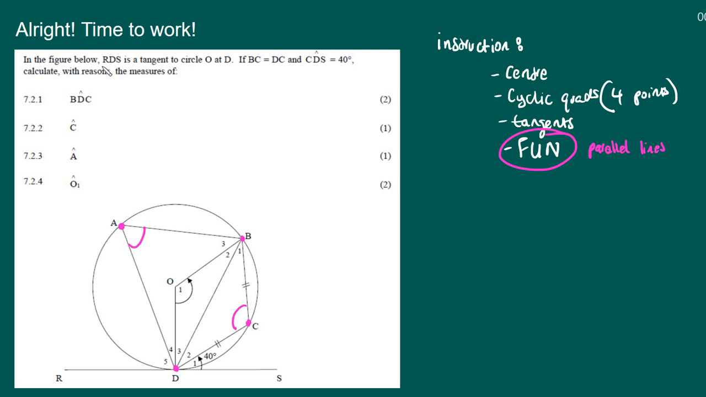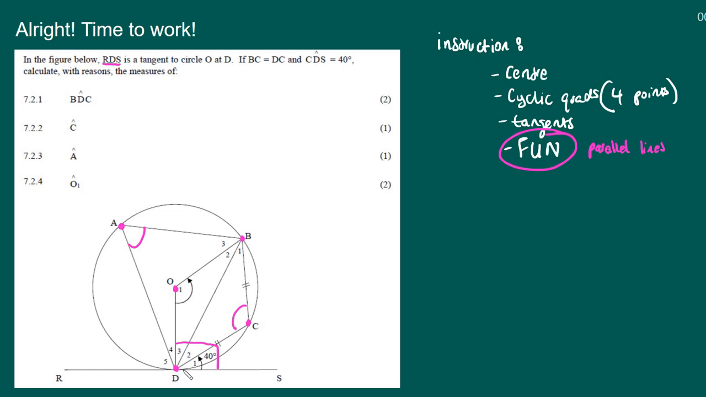So in this case, they said RDS is a tangent. You start there: if RDS is a tangent, I have only 3 theorems that are talking about tangents. The first one says that if I have a radius and a tangent, the angle in between is 90 degrees. And indeed, OD is a radius. So that means already I know that here it's 90 degrees, because the tangent is perpendicular to the radius.